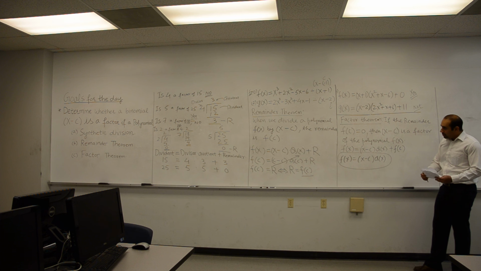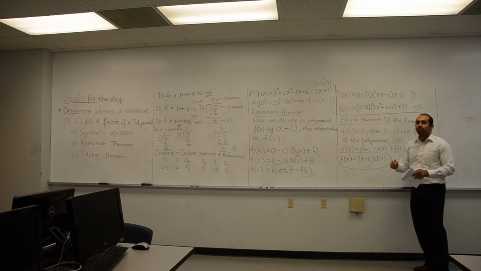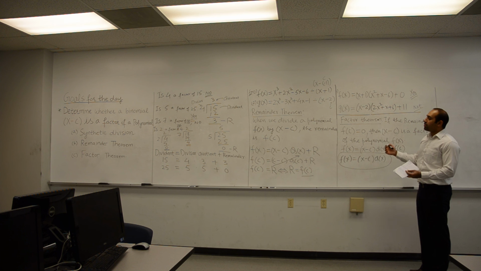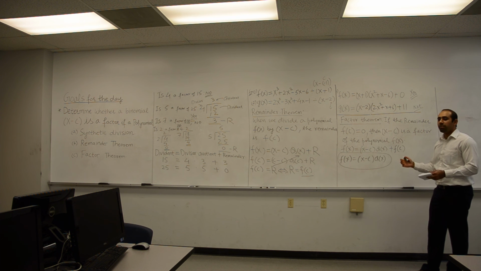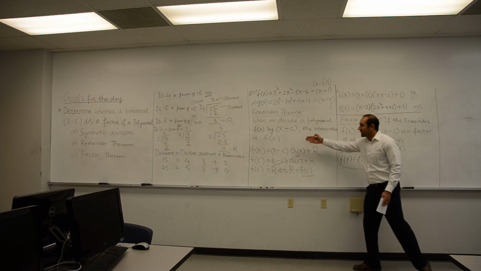So to conclude, what did we learn? We learned two important things. The first thing that we learned was how to find the remainder. And in order to find the remainder, we will rely on two things. We can rely on synthetic division for polynomials, and we can also use the remainder theorem by evaluating the function at that particular c.